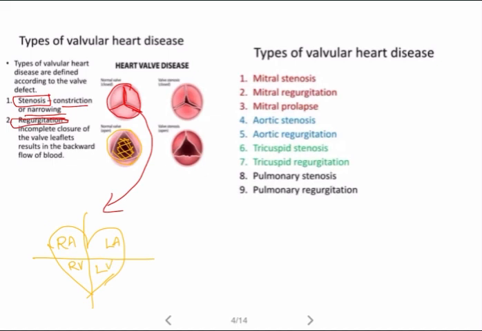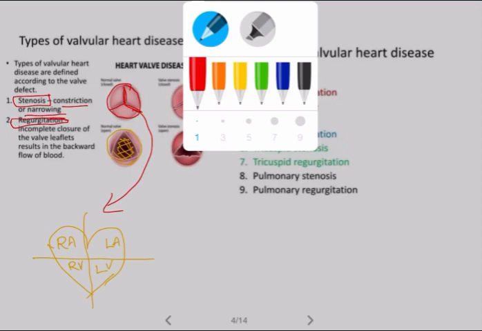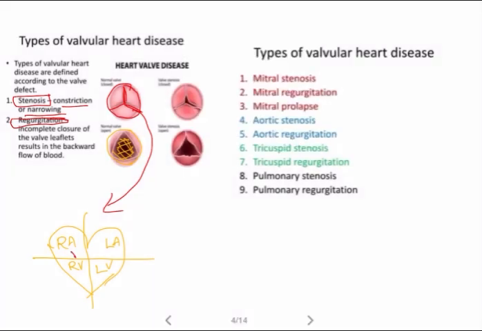So in this case, if there is a regurgitant lesion in the tricuspid valve, that means tricuspid regurgitation. So here is our tricuspid valve. If there is a tricuspid regurgitation, that means there is a defect in the closure of the tricuspid valve. This causes a backward flow of blood. Usually the blood should come this way, but there will be a backward flow.